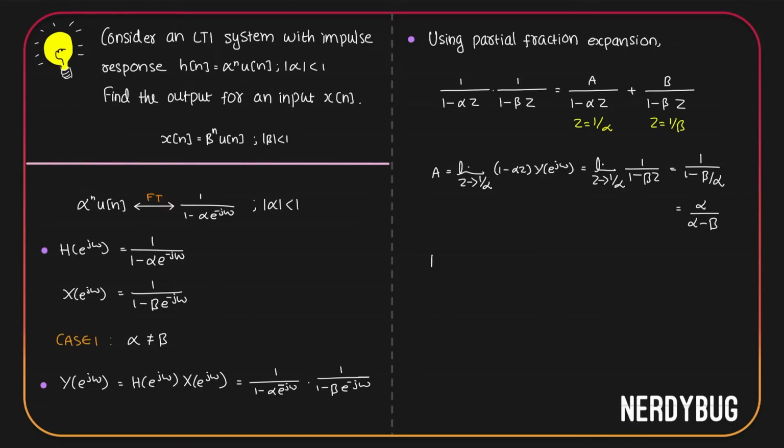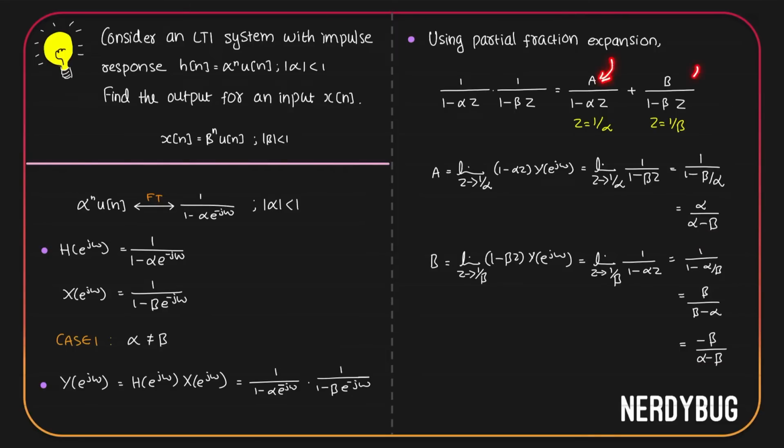The same way we can find B also. B will be limit z tends to the pole corresponding to that term, 1 by beta, of 1 minus beta z multiplied by Y of e raised to j omega. Now this will be limit z tends to 1 by beta, 1 by 1 minus alpha z. Now if we give z equal to 1 by beta, this becomes 1 by 1 minus alpha by beta, or we can write beta divided by beta minus alpha. Instead of this, let's write it this way, minus beta divided by alpha minus beta, so that the denominators of both coefficients will be the same.